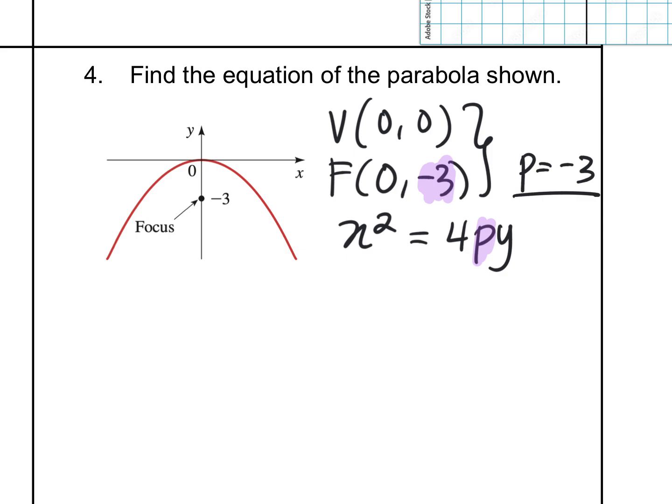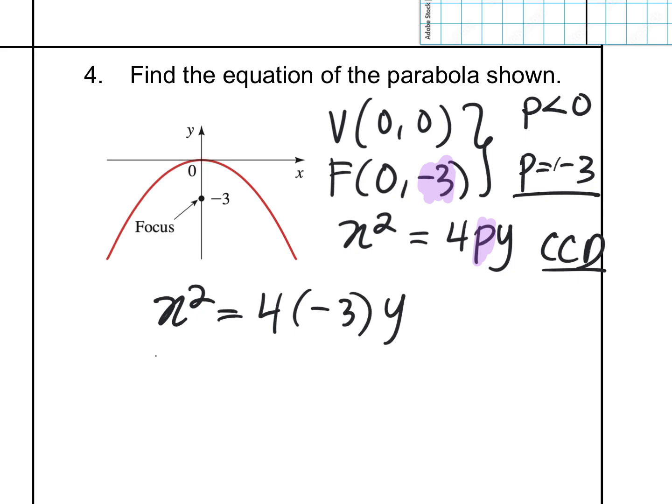Another thing you have to take note of is that because the value of our p is negative, that is, p is less than 0, the graph is concave down, or opening down. Let's find the equation of this graph. x squared is equal to 4 times negative 3y. Therefore, the equation is going to give you x squared equals negative 12y.